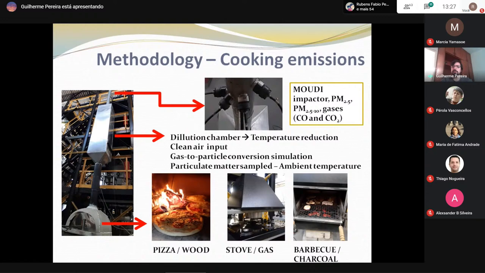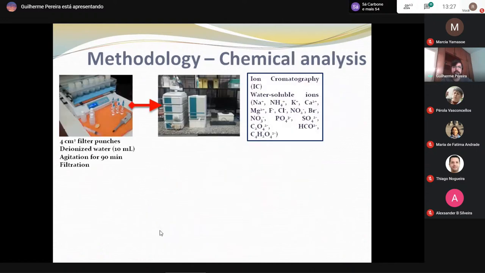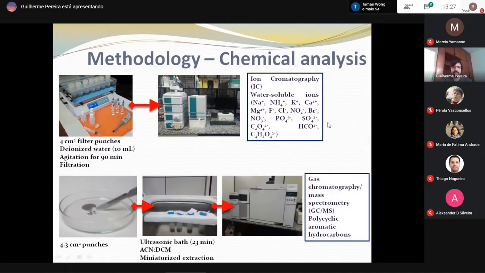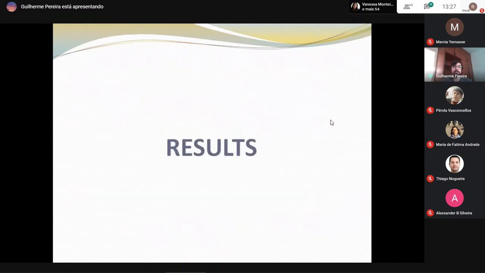We collected with low vol PM2.5 and coarse PM, and also monitored gases, CO and CO2, both before and after dilution. Then I extracted the filters for ions and determined them by ion chromatography, and extracted the filters with organic solvents, acetonitrile and dichloromethane, and analyzed that with a gas chromatograph with a mass spectrometry detector. So this is to get the polycyclic aromatic hydrocarbons.